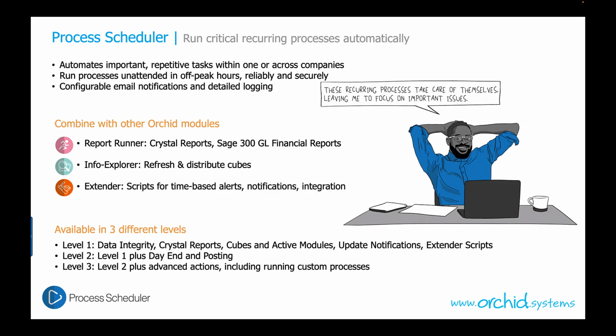There are three levels in Process Scheduler. Level 1 for data integrity, Crystal reports, Info Explorer cubes, Extender scripts. Level 2 includes all of Level 1 actions plus day end and posting. Level 3 includes all of Level 2 plus advanced actions around custom processes and managing fiscal year and period in Sage 300. You can start with Level 1, upgrade to Level 2 and Level 3, as each level includes the previous level's actions, and the setup is all very similar.